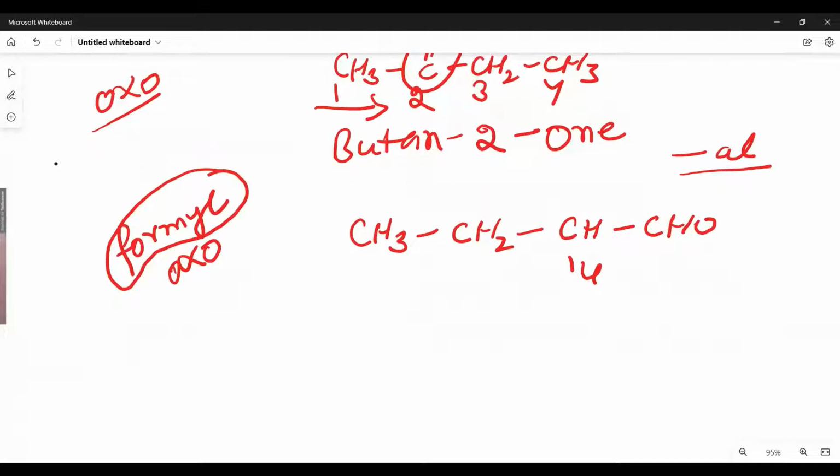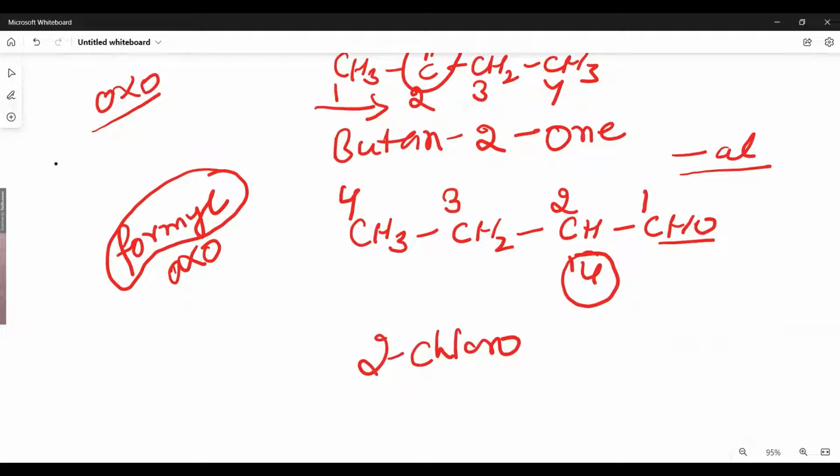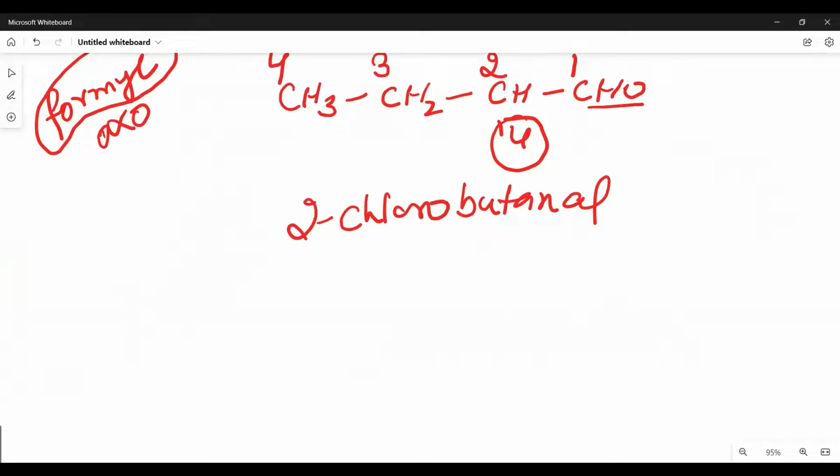See, what is the nomenclature for this compound? Again, the Cl will become a substituent. We have to concentrate on the carbon atom which contains the functional group. It will get the lowest number 1, 2, 3 and 4. So the nomenclature will become 2-chloro. You can do it by yourself also. It is butanal, or butan-1-al, because CHO is always present at the terminal position. So it is considered as butanal. In that case, the chlorine will be the substituent, and CHO will be the principal functional group.